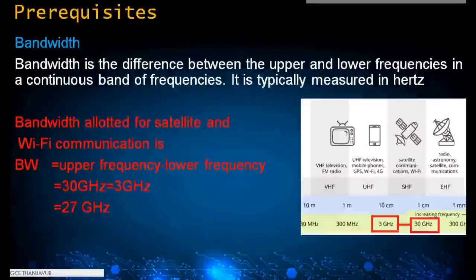The next one is bandwidth. Bandwidth is the difference between upper and lower frequencies. It is typically measured in hertz. We can find out how much bandwidth is allotted for satellite communication and Wi-Fi. In this case, the upper frequency is 30 gigahertz and the lower frequency is 3 gigahertz. So the bandwidth is equal to 30 minus 3, which is 27 gigahertz.